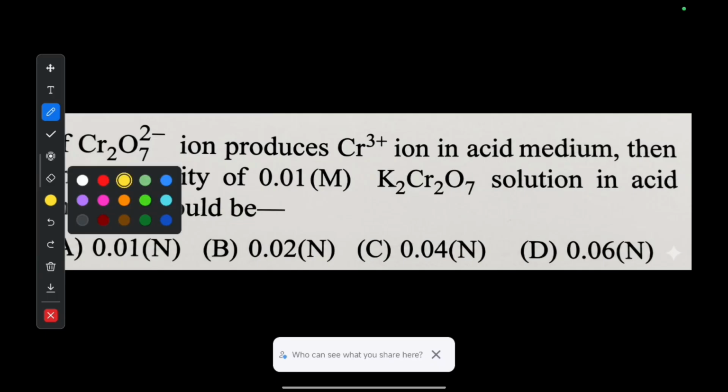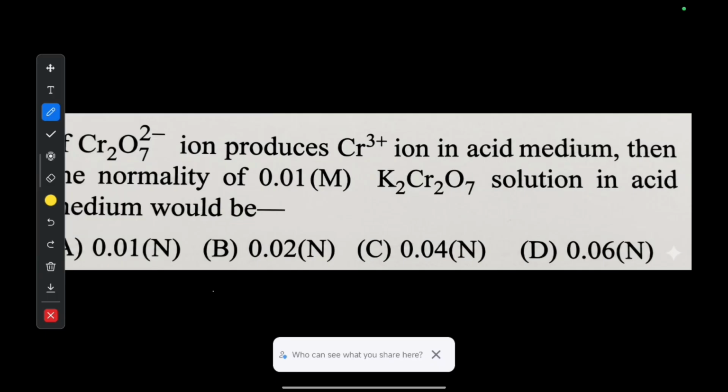See, if I solve it, how do you relate normality and molarity? Normality is equal to molarity into the N factor. So your work is only one thing, that is you need to find out the N factor.